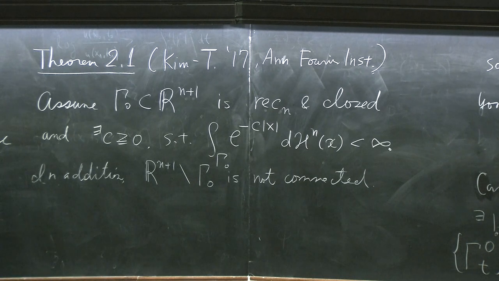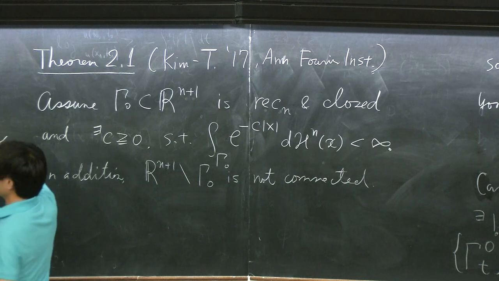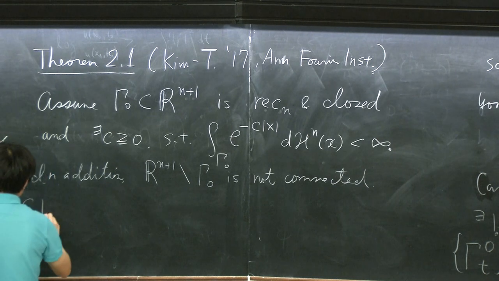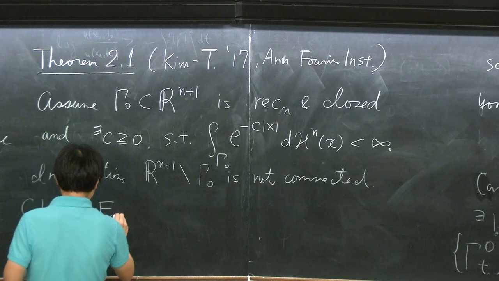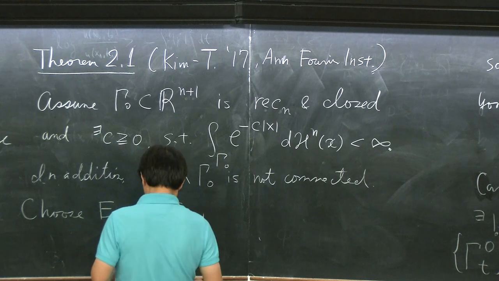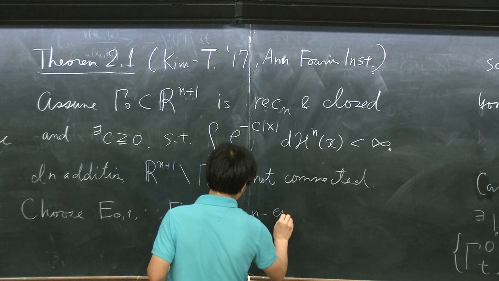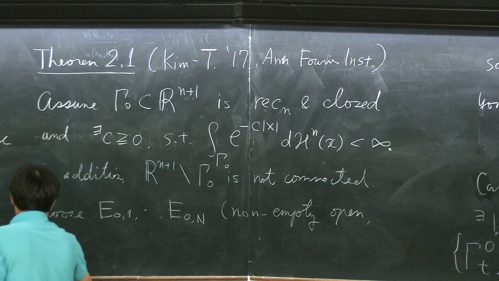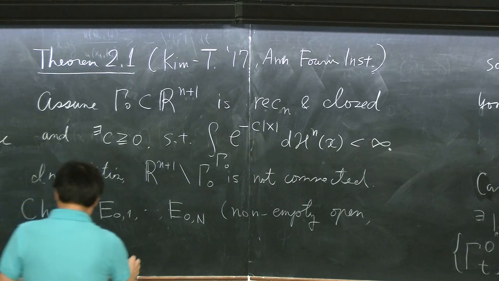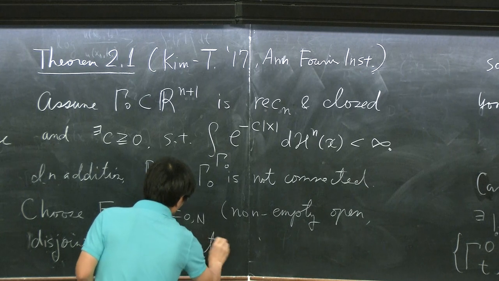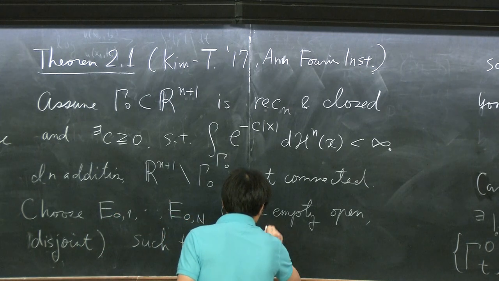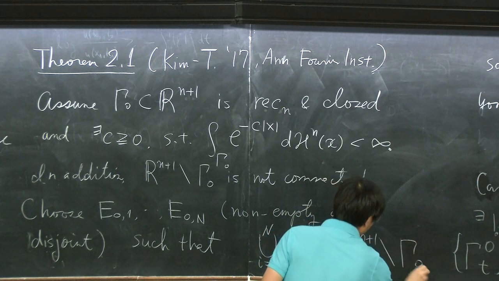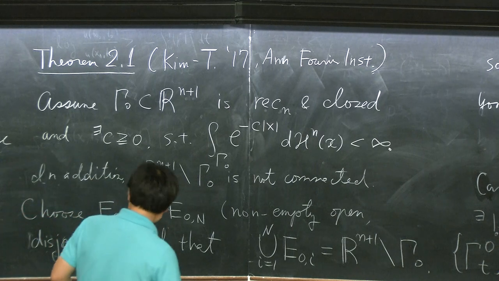Now, this is the kind of situation I'd be interested in. As I said, I need to make some assignment of the labeling to specify what kind of domains we have. So I choose E01 through E0N, which are non-empty open sets, mutually disjoint, such that they comprise the complement of gamma zero. Okay, so that's the picture you should have in mind.